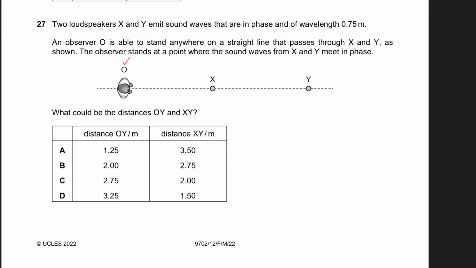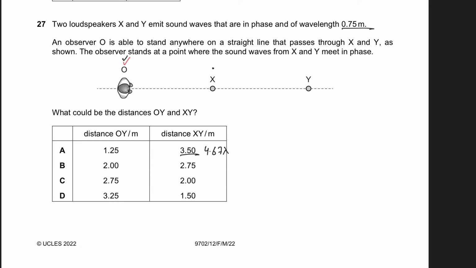We basically need to find out the number of wavelengths needed to cover distance XY, given that wavelength is 0.75 meters. So 3.5 divided by 0.75 gives us 4.67 lambda. So it took 4.67 wavelengths to reach point X. But that would result in the wave coming from Y being out of phase with the wave that is being emitted from X. And that would not result in in-phase waves at O.